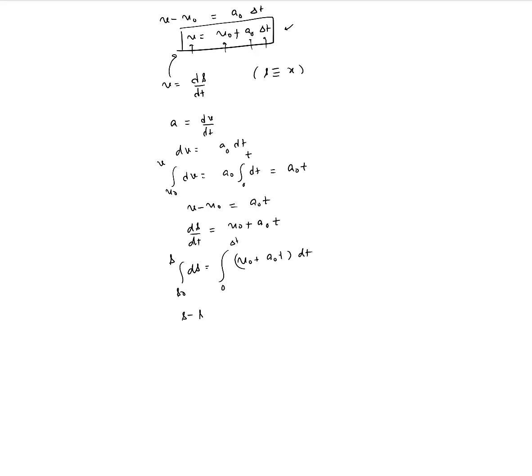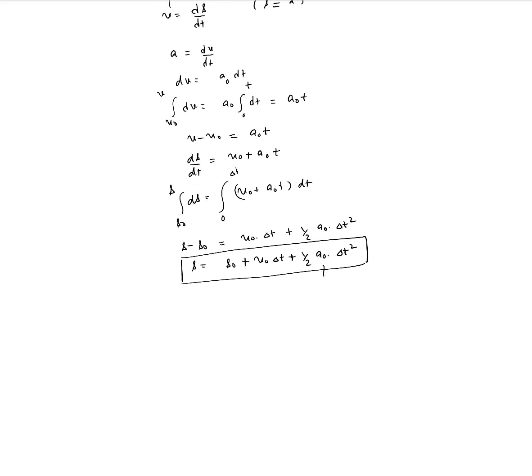Okay, so this will be s minus s0 equal to v0 times t, which is delta t, plus 1/2 a0 times delta t squared. So we get s equal to s0 plus v0 delta t plus 1/2 a0 times delta t squared, and that's the distance traveled. So if you were trying to relate the acceleration with the initial velocity, time, and the distance traveled, you can do that via this particular equation, and that's your other form of Galileo's equation.